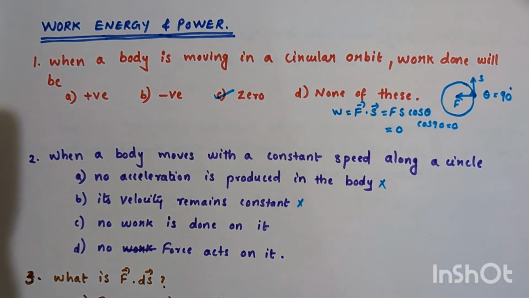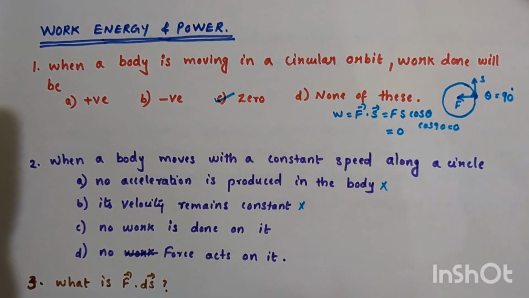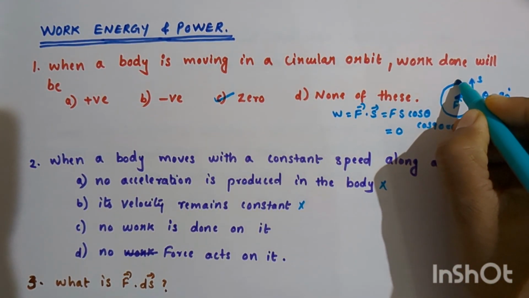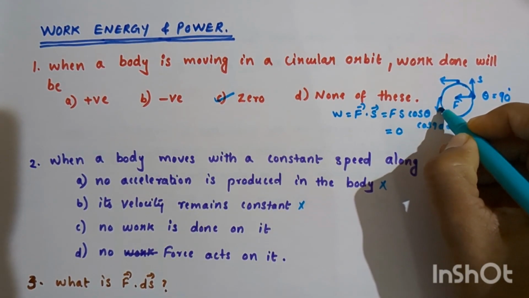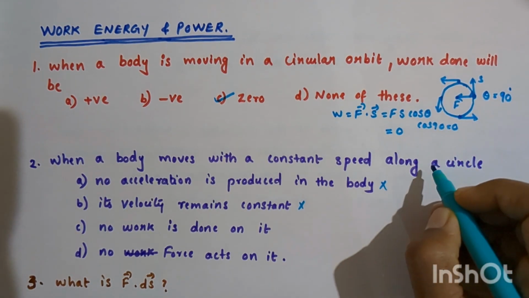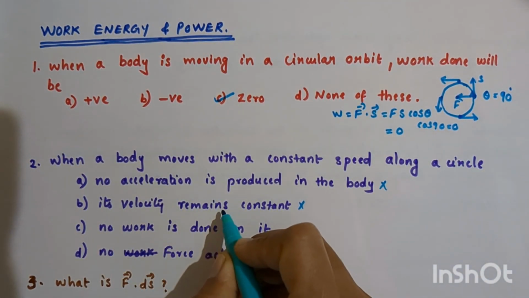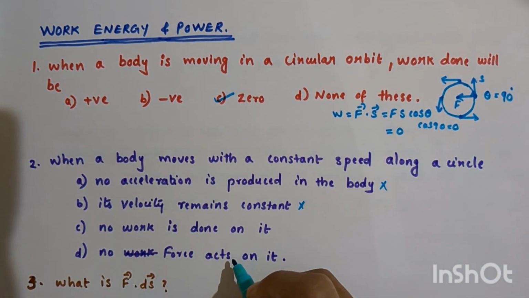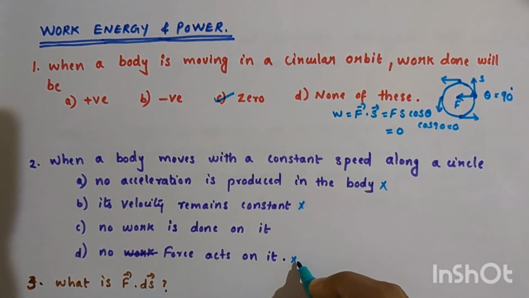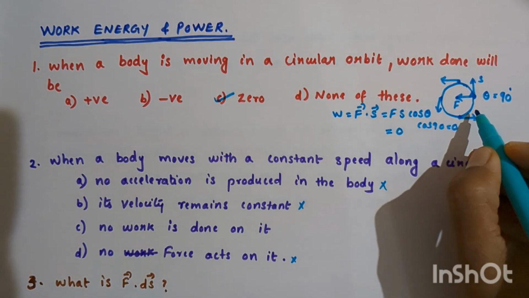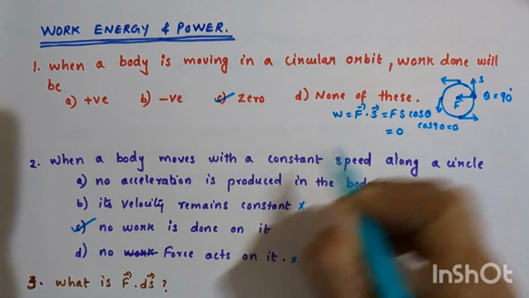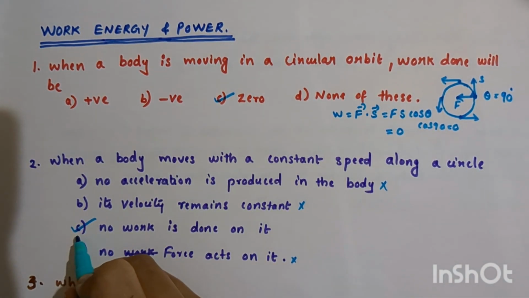But you see, velocity is speed with direction. That is, at each time its velocity will have a different direction, which is drawn at that point along the tangent. So its velocity does not remain constant. This is also wrong. Then you see statement D, no force acts on it. This is also wrong because there is a centripetal force acting on it. Then, no work is done on it, just like we discussed here. No work is done on it. This is the correct statement.